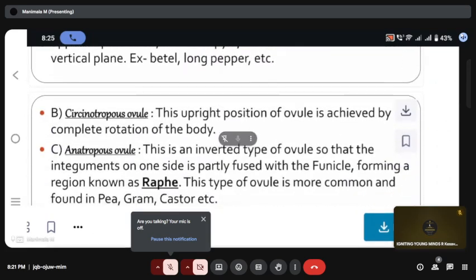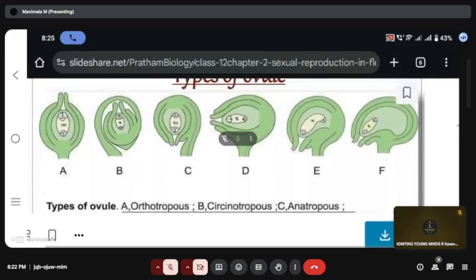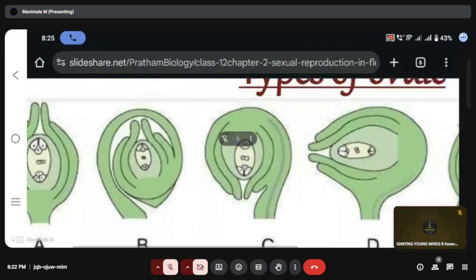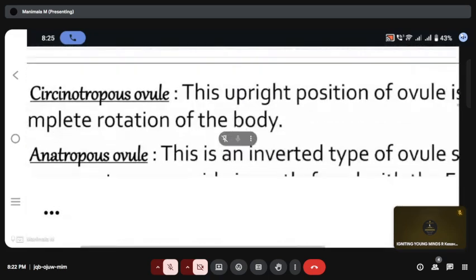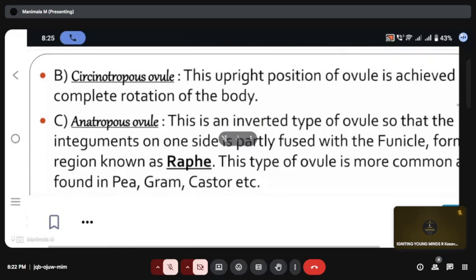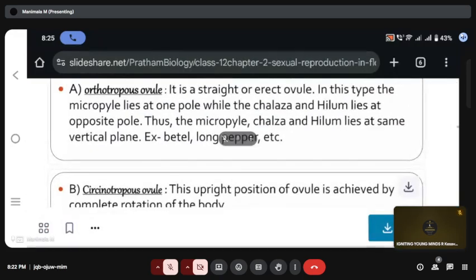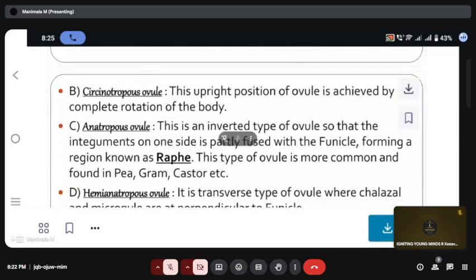And next one, the cercinotrophus ovule. It is the upright position of the ovule. Upright position of the ovule is achieved by complete rotation of the body. Straight position is arthrotrophus, so the micropylar region, chalazal region and hilum are all arranged in the same plane. And cercinotrophus is the upright position, called cercinotrophus.